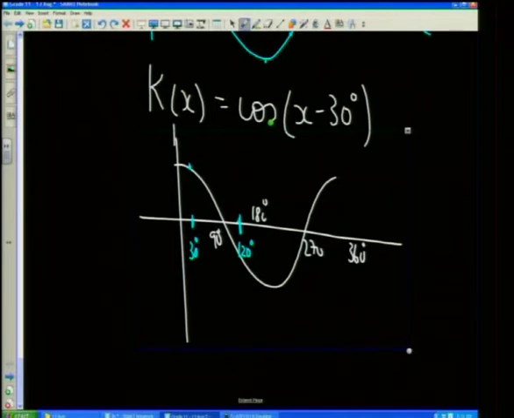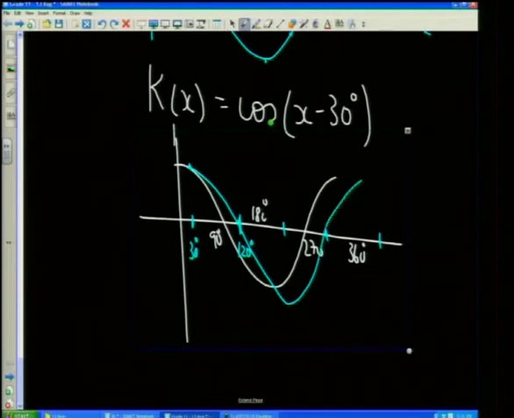What should be happening at 180 is now going to happen 30 degrees later. This is going to be 30 degrees later, and that's going to be 30 degrees later. So my graph is still going to go through there. It's going to go towards the minimum, go through zero and all the way back up there. But everything has shifted 30 degrees along.